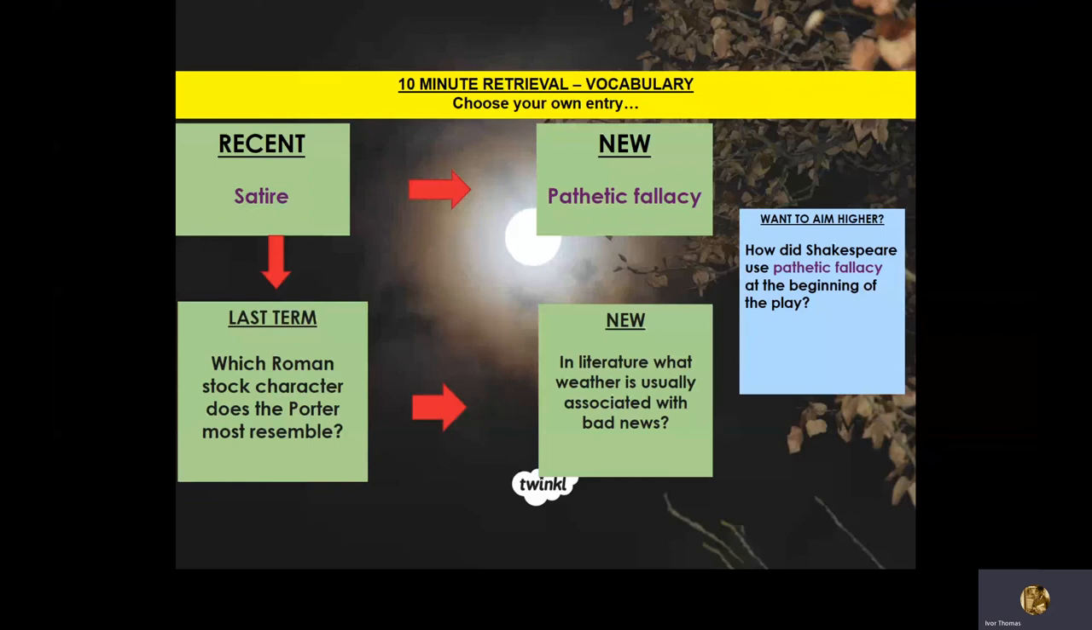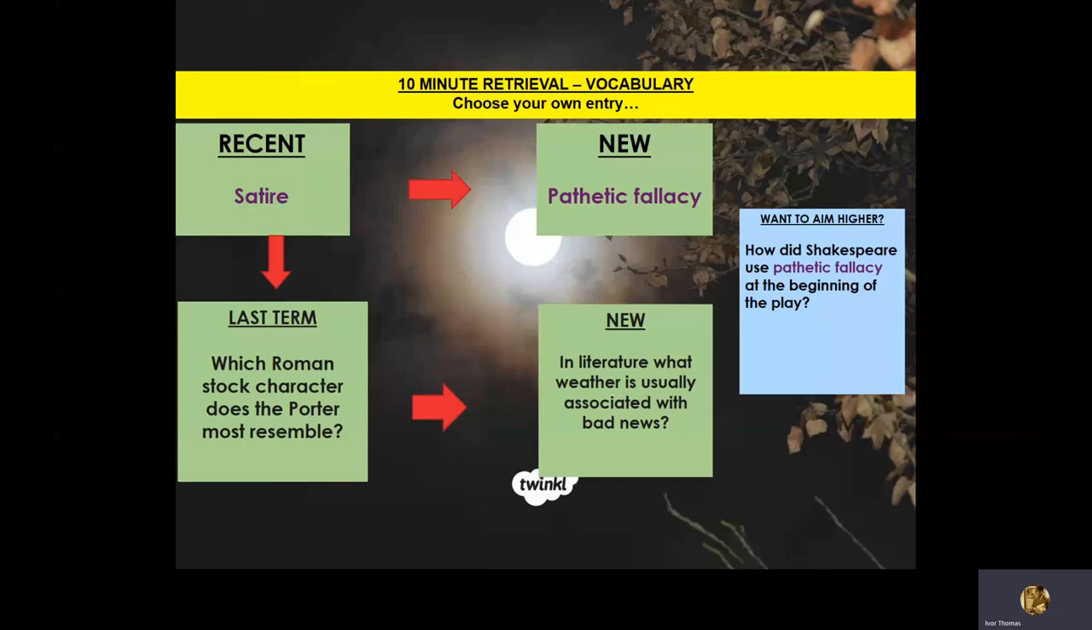What was satire? Do you remember? Yes, it's that use of humour to mock serious matters. So it's making fun of people's bad behaviour. And you'll remember last term studying Roman stock characters: Senex, Adolescens, Virgo, the Servus Callidus, Meretrix. Which of those does a porter most resemble? Bit of a memory test there.